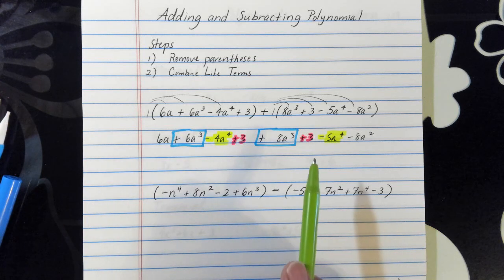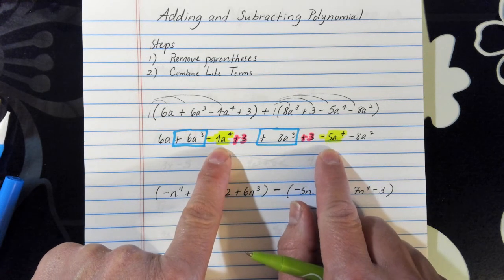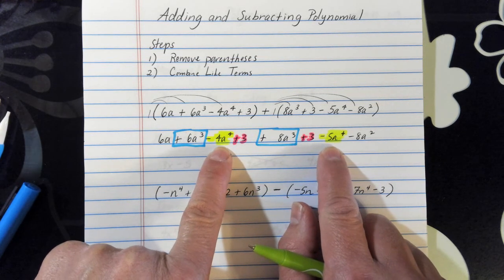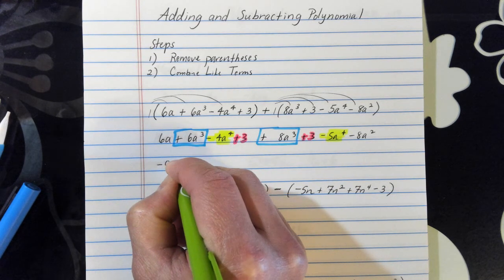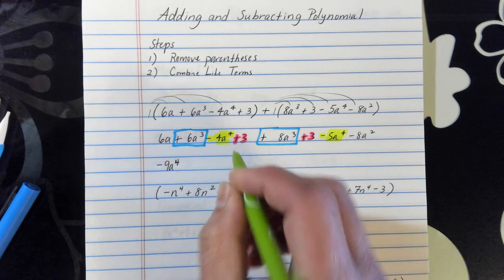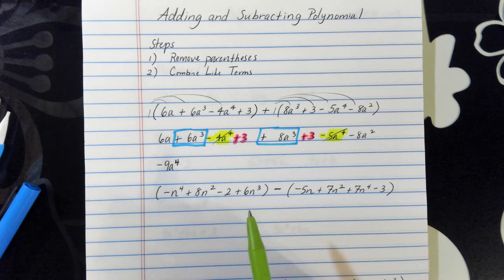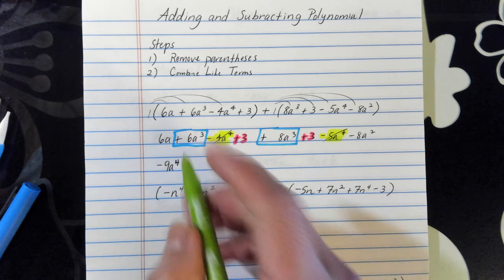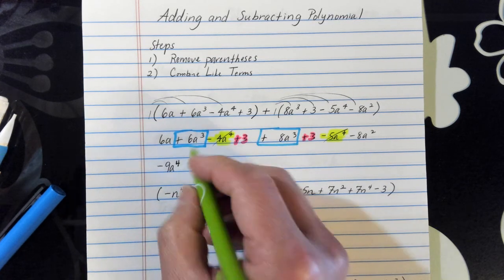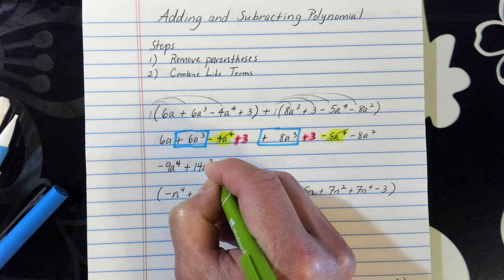Typically you want to start with the one with the highest exponent first, so combine those two. A negative 4a to the 4th and a negative 5a to the 4th makes negative 9a to the 4th. I'm going to cross them out just so I remember which ones I've already combined. The next highest exponent is 3, so I'm going to combine these two. Positive 6, positive 8 makes positive 14a to the 3rd.